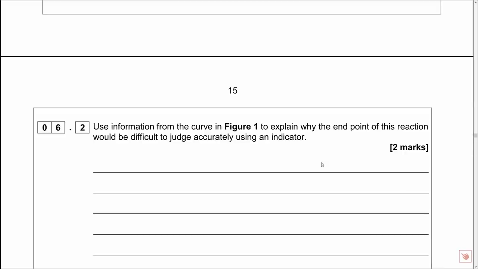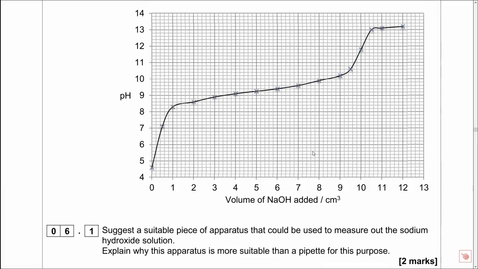Okay. Use information from the curve in figure 1 to explain why the end point of this reaction would be difficult to judge accurately using an indicator. Okay. Well, if you look at this, it's not particularly a bit of a weird one.